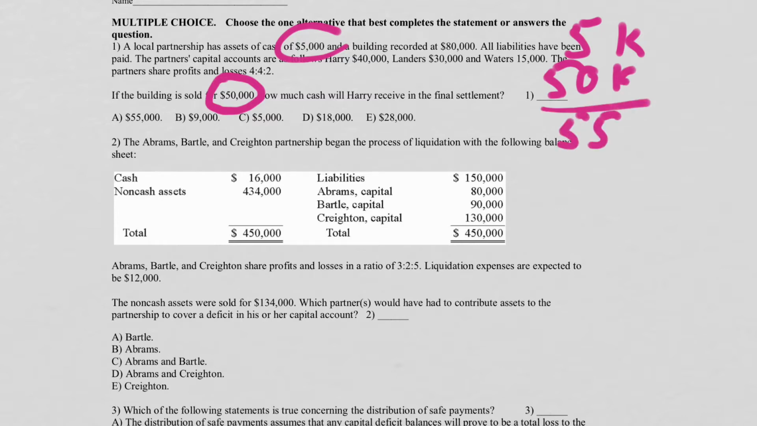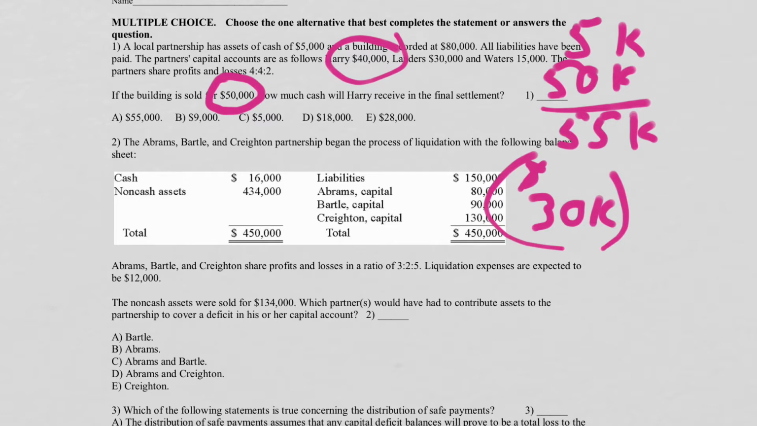But before we go there, we have to figure out what his capital account's going to be in order to know what he's supposed to get. So Harry started out with 40. How do I know that? Well, it says it. He's got 40. He's going to share. There's a $30,000 loss on the sale of the building. Why? Because it was 80 on the books.